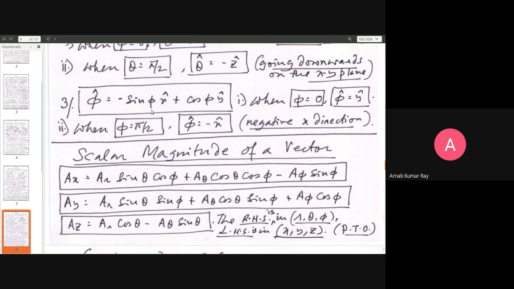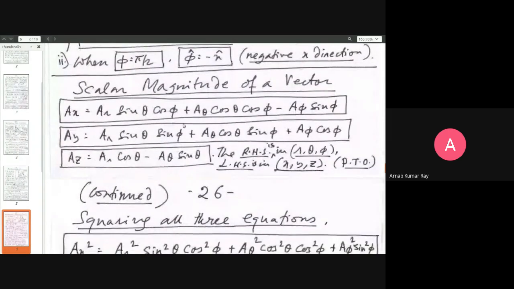So that's just some little discussion on the direction and certain issues pertaining to getting a clear idea about how to find out the variation of the angle unit vectors in the spherical polar system. I'll just show you the scalar magnitude of the vector, just to prove here that regardless of whatever representation you take, the Cartesian representation or the spherical polar representation, the scalar magnitude of the vector should not change.